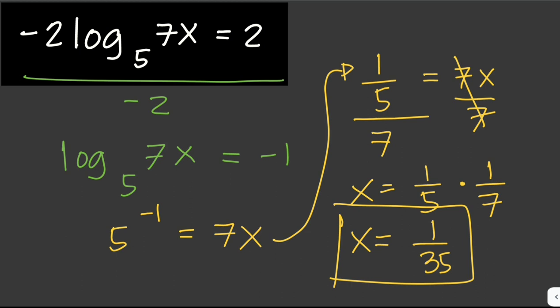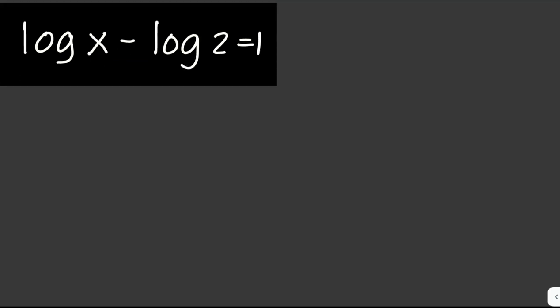Okay, let's try another problem here. The logarithm of x minus the logarithm of 2 equals 1. To solve for x here, we can write logarithm of x minus logarithm of 2 using the quotient property. Since the base here is not given, that means we're dealing with a common logarithm which has a base of 10. So we can write this as the logarithm of x over 2 equals 1. Of course, this is to the base 10.